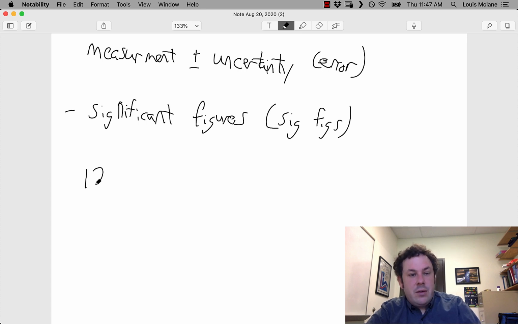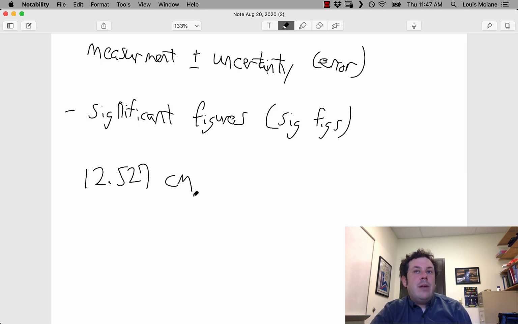So let's say you have a value, and it's 12.527. We'll give it some units. We'll say centimeters. Everything in this class will have units associated with it. This is more important than if you're doing a theory class, where you don't have to worry about that sometimes. So the question is, how many significant figures is it? Some people might say it's 3 significant figures because there's 3 digits after the decimal point. In reality, there's 5 significant figures here because you're reporting 5 digits.